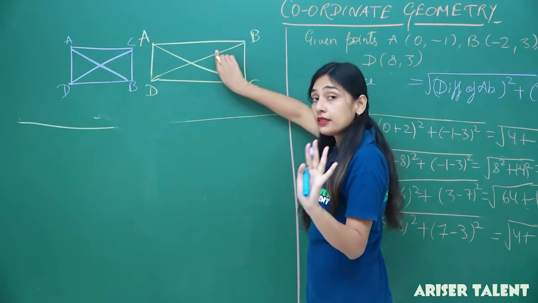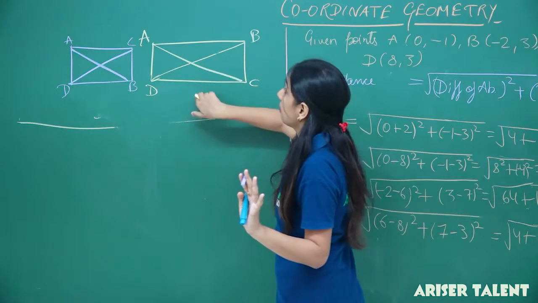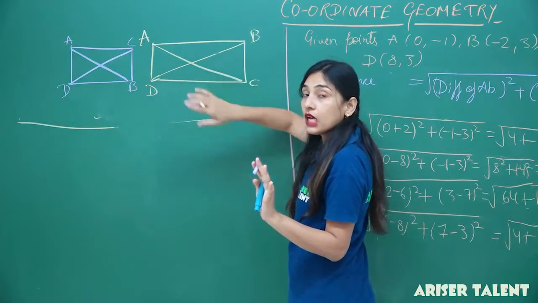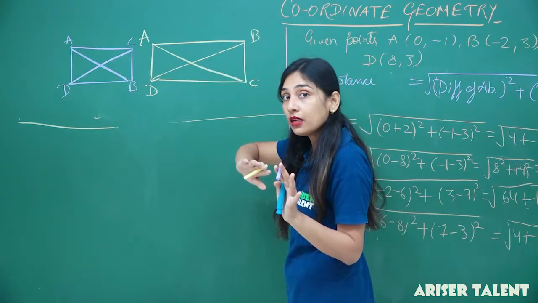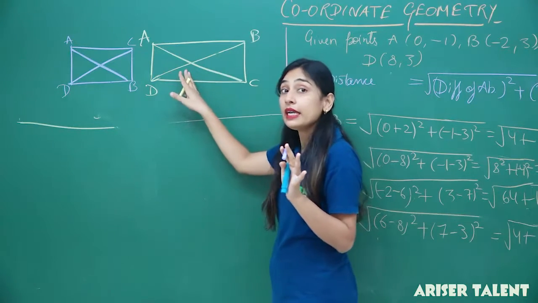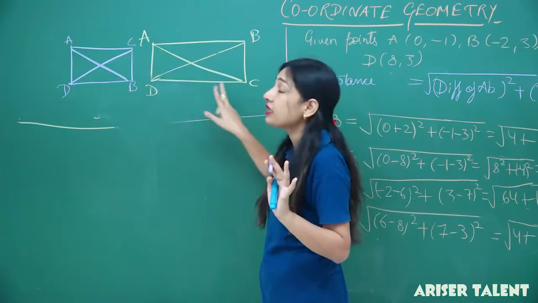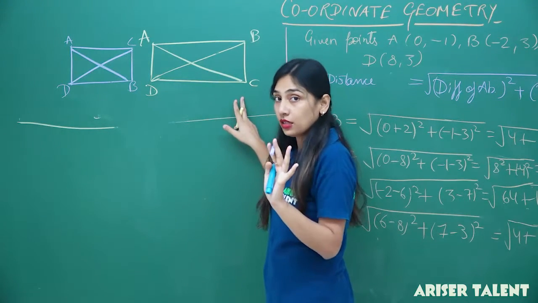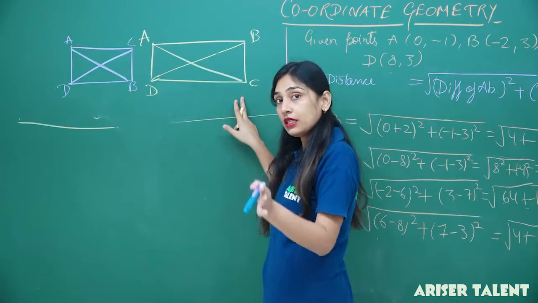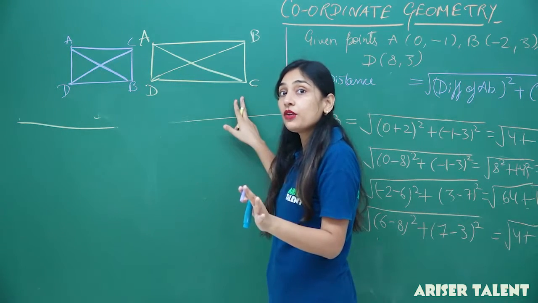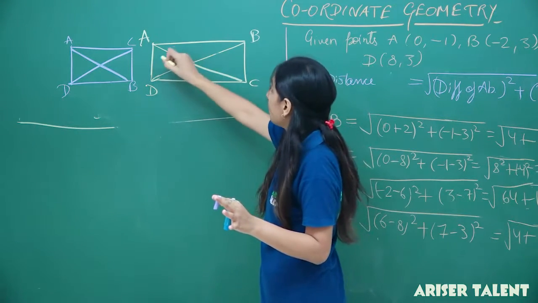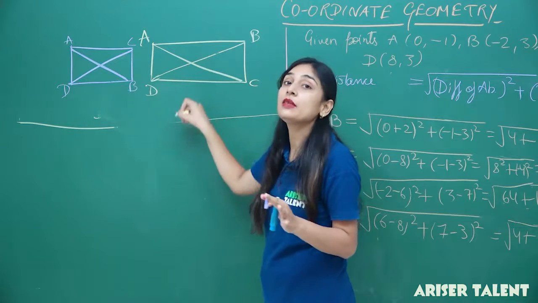Now, students, understand this one thing: if you consider this triangle, if this is a rectangle, the largest side will be the hypotenuse. In this case, the hypotenuse will be the diagonal. So the larger side will be your diagonal. This will decide whether it is ABCD or ACBD.